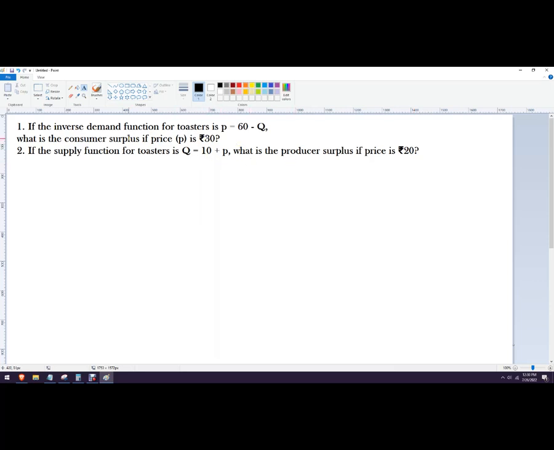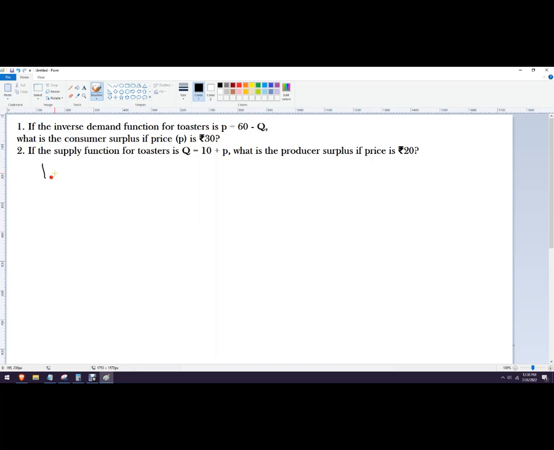So consumer surplus is the difference between the willingness to pay, or demand, and that price. And then on the supply function, the producer surplus is the difference between the willingness to sell and that particular price of 20 rupees. So here, to solve the first one, I need to figure out what the quantity is at that price.